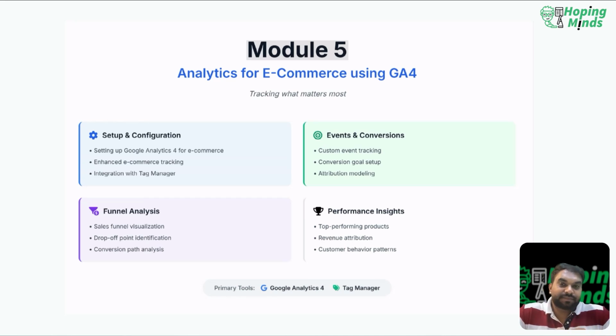And the reason GA4 is so powerful and so different from what came before is because it's event based. That means it doesn't just look at page views or sessions like old school analytics did. It looks at interactions, every click, every scroll, add to cart, checkout step. All of it is treated as an event. And that gives you much more flexibility and control over what you measure, how you define conversions, and how you optimize.